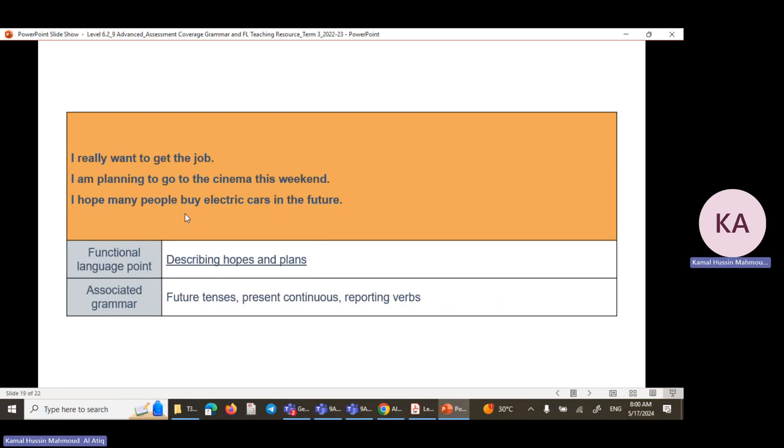I hope many people buy electric cars in the future. I'm talking about the future. I use hope, and after hope, I have to use simple present. After "I am planning", something is going to happen in the future. I really want to get the job, something I'm seeking for. Describing hopes and plans, I use really, want to, planning, and hope.